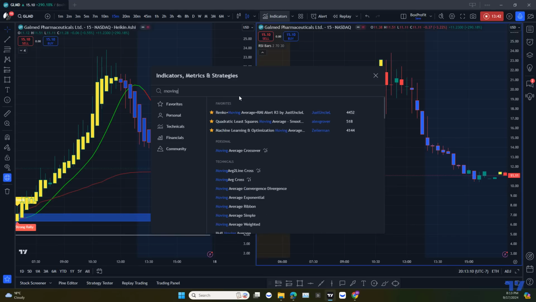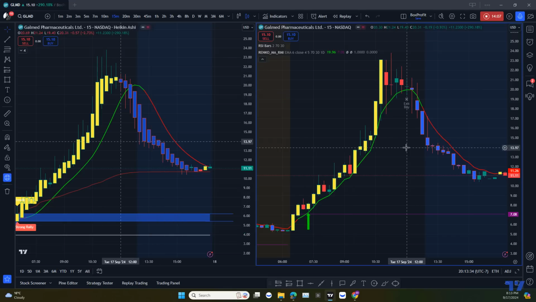By just typing the word moving, we are looking for this, or you can type the whole phrase moving average. You're looking for this Renko moving average RMI alert R3 by just Uncle L. Just Uncle L. You want to grab that and click on it. You might want to favorite it as well, so that it's on your favorites.